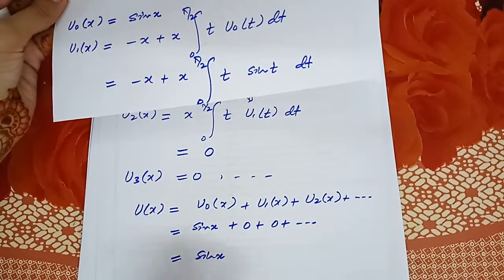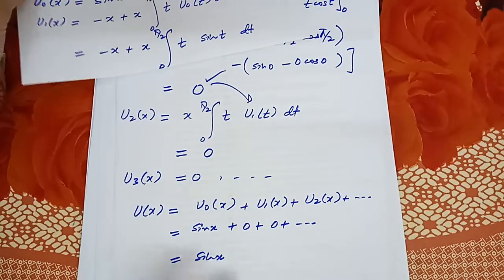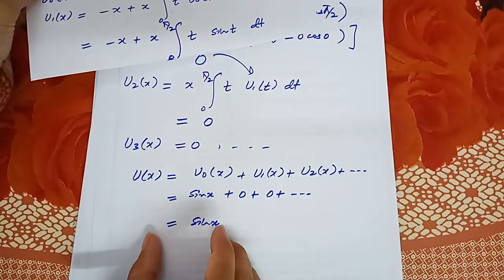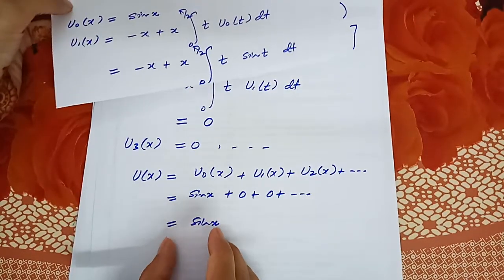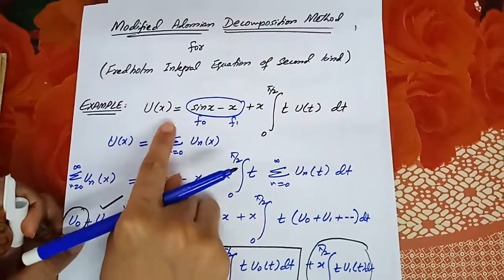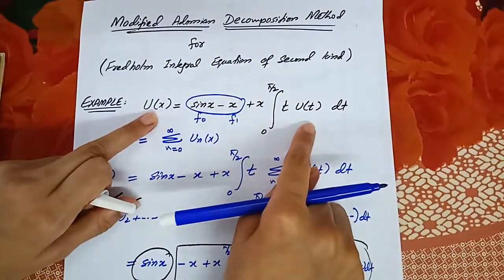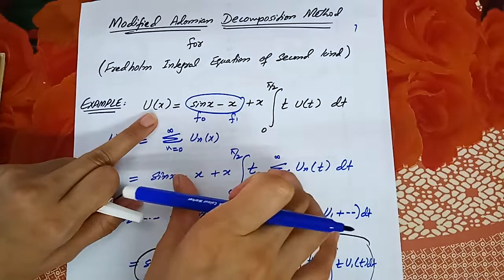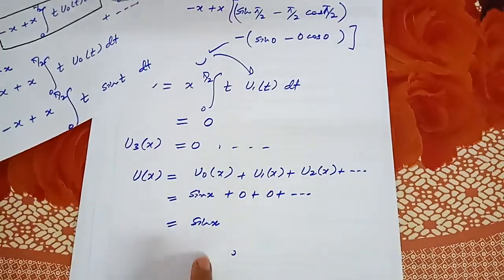So the solution of our question is just sine of x, and you can even check whether it is your exact solution or not. To check whether it is your exact solution, you can just use it here on the left side and right side. If both sides are equal, then it means this is your exact solution.